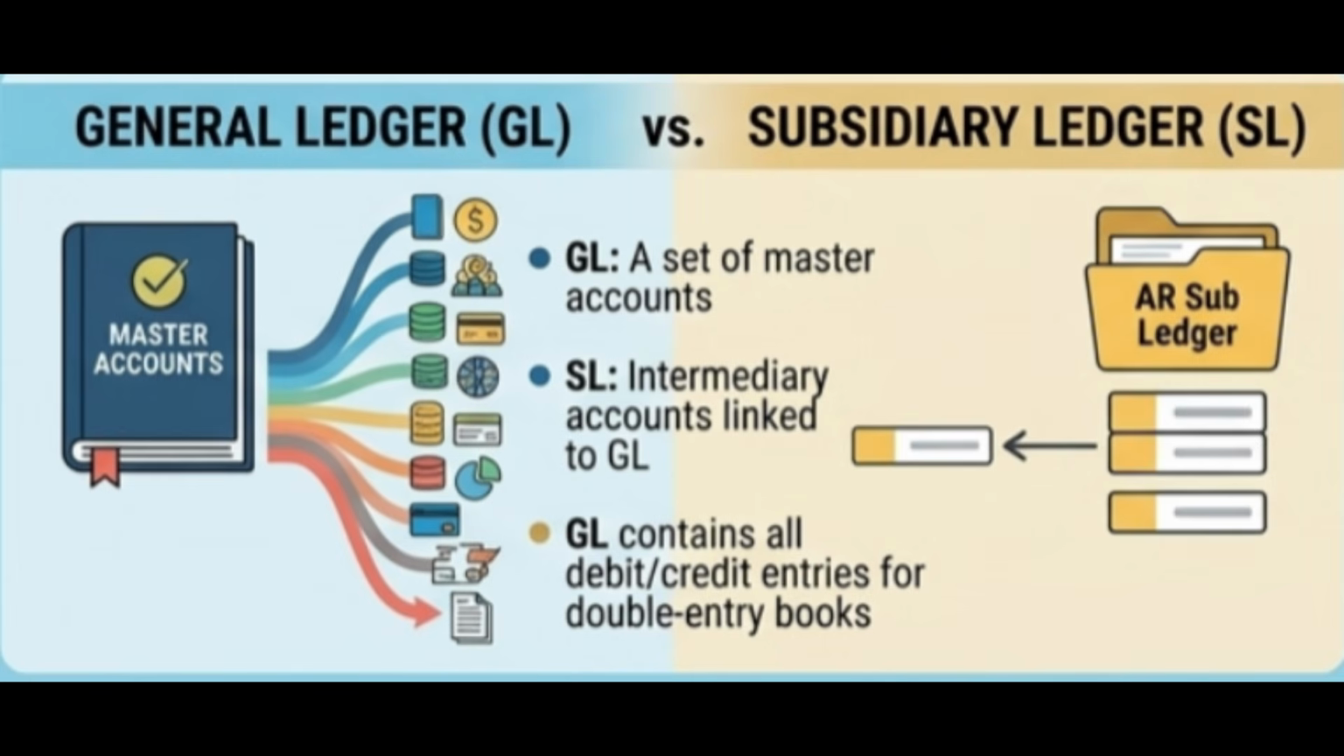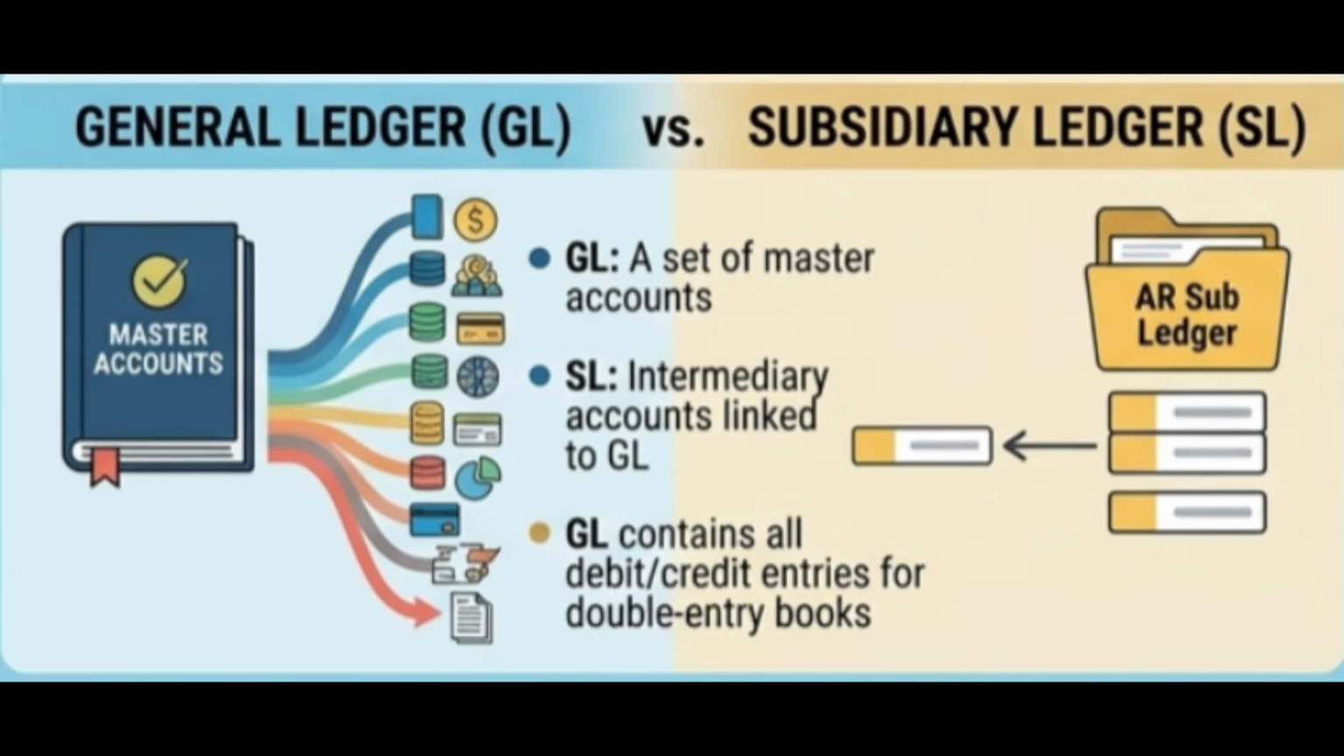1. General ledger, GL, the master set of accounts containing all debit and credit entries needed for double-entry bookkeeping. 2. Subsidiary ledger, SL, an intermediary set of accounts, like a specific list of accounts receivable or payable that links back to the GL.